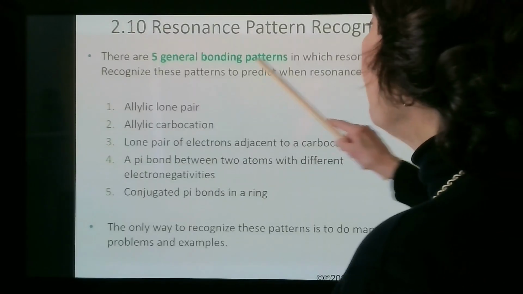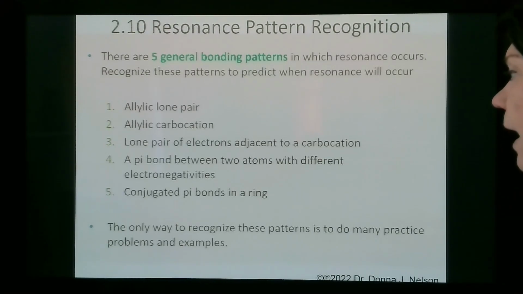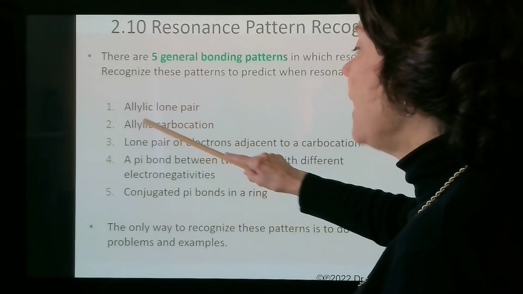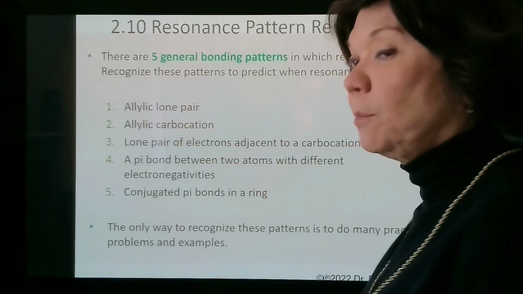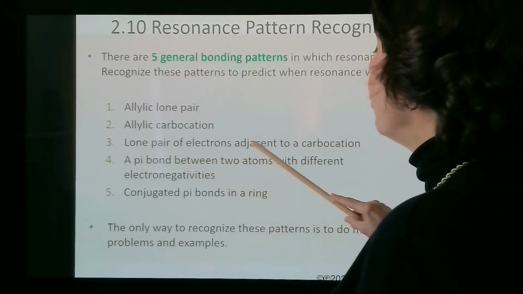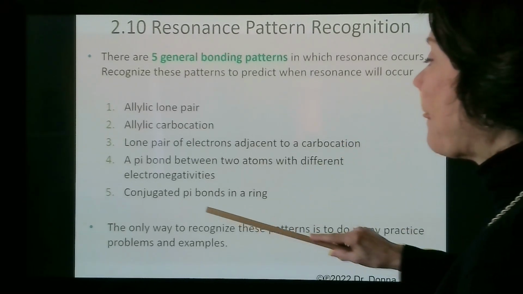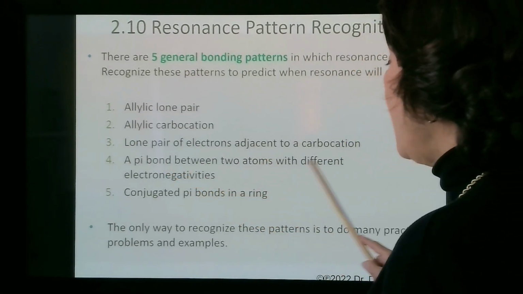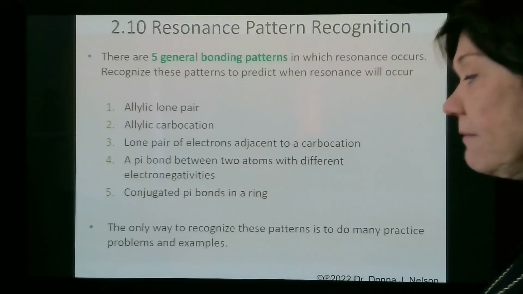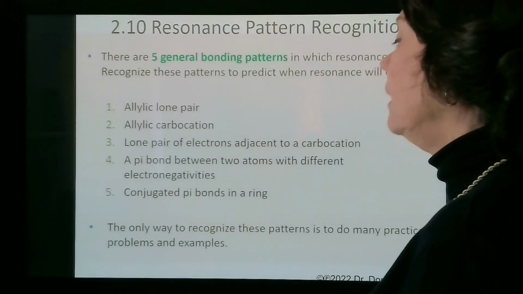So there's 5 general bonding patterns in which resonance occurs. Recognize these patterns. So you're going to have the allylic lone pair, the allylic carbocation. So that's a positive charge next to a carbon-carbon double bond. Lone pair of electrons adjacent to a carbocation. A pi bond between 2 atoms with different electronegativities. We've already seen some of these, but we haven't discussed them much. And then the conjugated pi bonds in a ring.